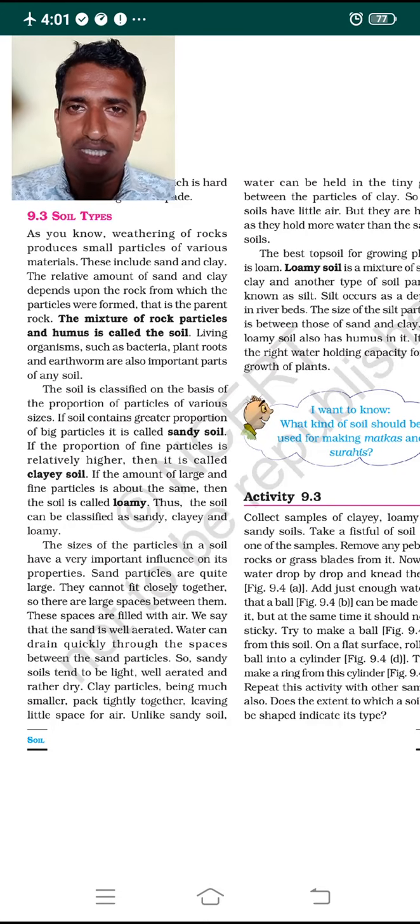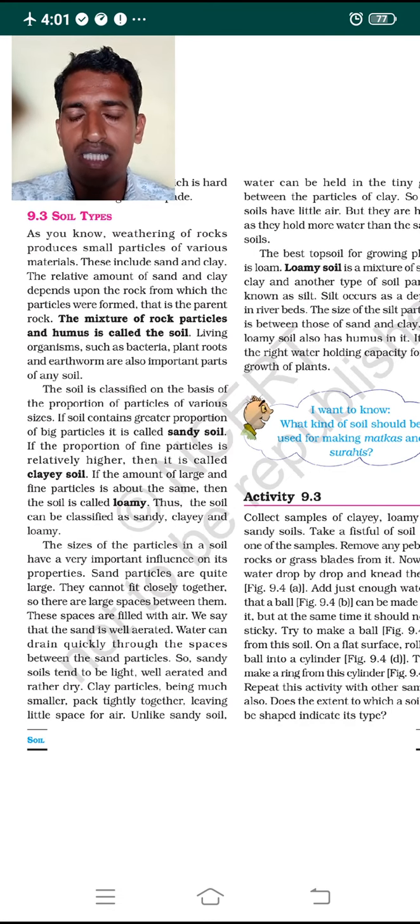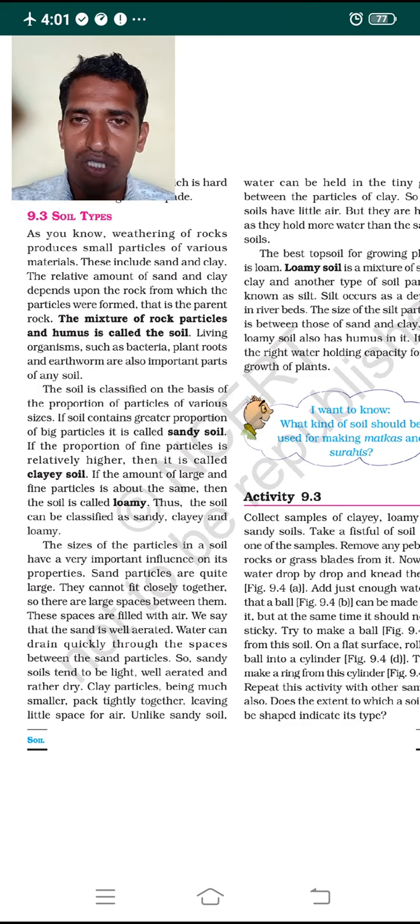So dear students, in the previous class we were discussing the types of soil. There are three different types of soil: sandy soil, clayey soil, as well as loamy soil. If the proportion of the particles is of the larger size, then such a type of soil is called sandy soil. If the proportion of the particles is fine particles, then we call it clayey soil. If the soil contains a combination of both smaller size particles as well as large size particles, then we call it loamy soil.